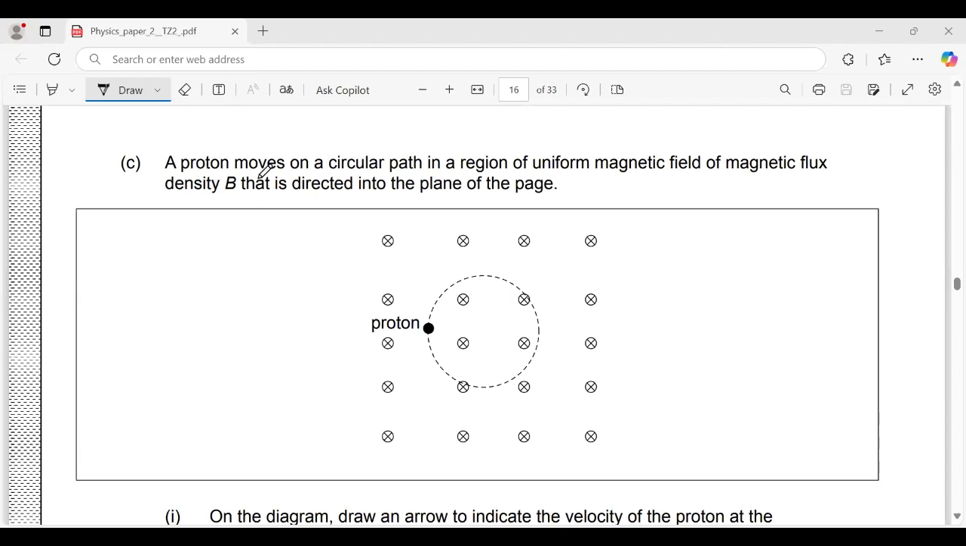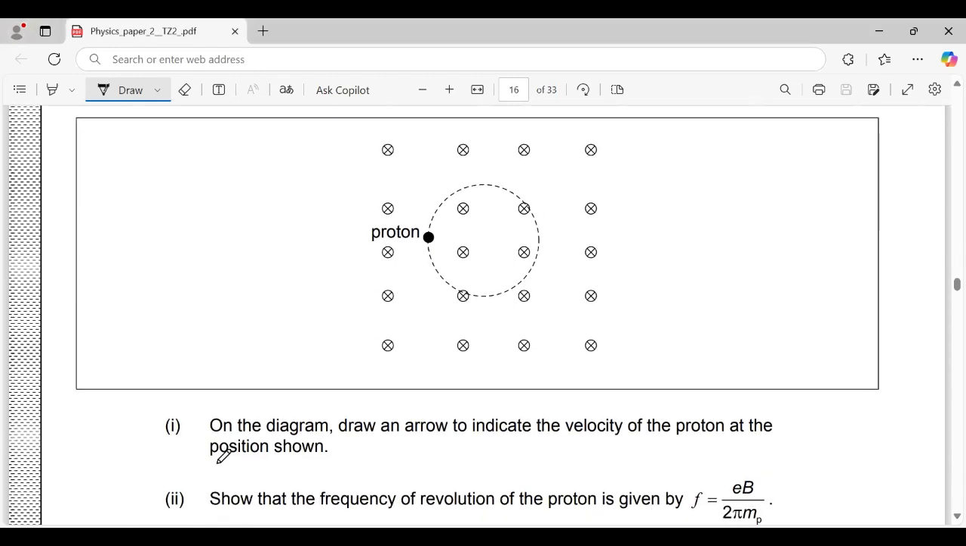A proton moves on a circular path in a region of uniform magnetic field of magnetic flux density B that is directed into the plane of the page. The path is shown as a circle. On the diagram, draw an arrow to indicate the velocity of the proton at the position shown. This one. Okay.